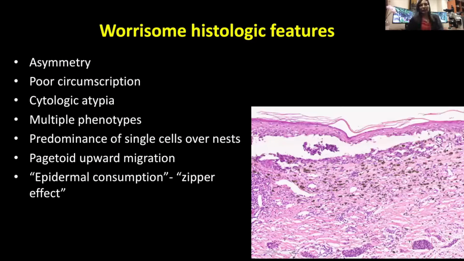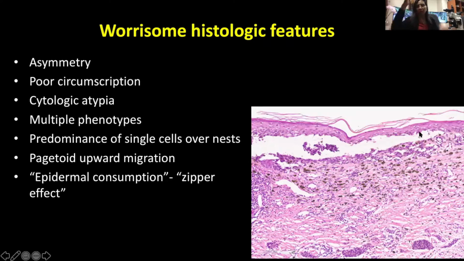And the next one is the worrisome histology features, of course: asymmetry, poor circumscription, presence of cytologic atypia, and the presence of multiple phenotypes. As I mentioned in the previous talk, some of them are epithelioid, some are more nevoid. So you have various morphology, that means it can be more malignant than benign, and predominance of single cells, especially in the junction. That's also not a good sign, and presence of pagetoid upward migration, and something called epidermal consumption or zipper effect, like that here.